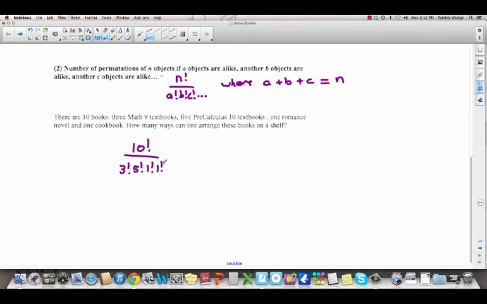Another thing you'll notice is the 1 factorials don't do anything. 1 factorial equals 1. So really all we have is 10 factorial over 3 factorial, 5 factorial. You could use it in a calculator. Let's see how much we can do without a calculator.